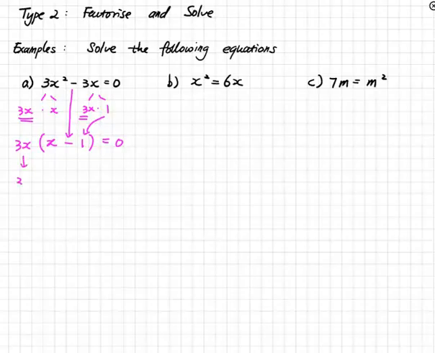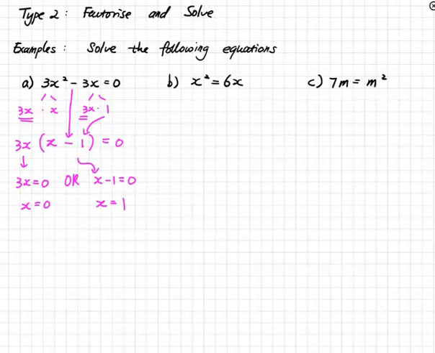So therefore, it's 3x equals 0, or this whole bracket x minus 1 is 0. Continue to solve for x. So 3 times 0 is equal to 0, so the only option is x is 0. The second one is x has to be 1 because 1 minus 1 will give us 0.